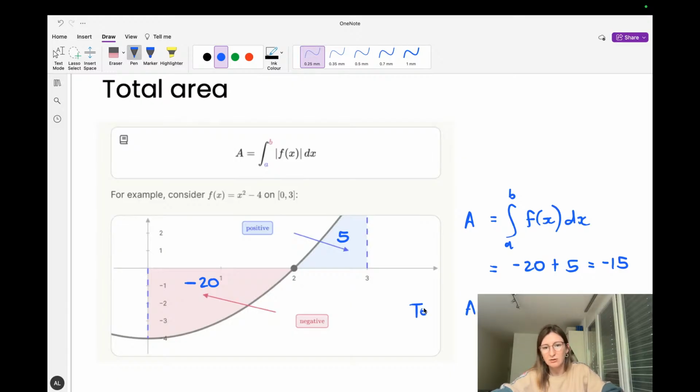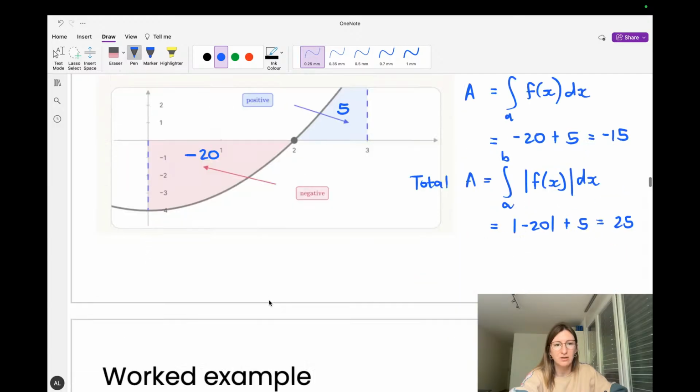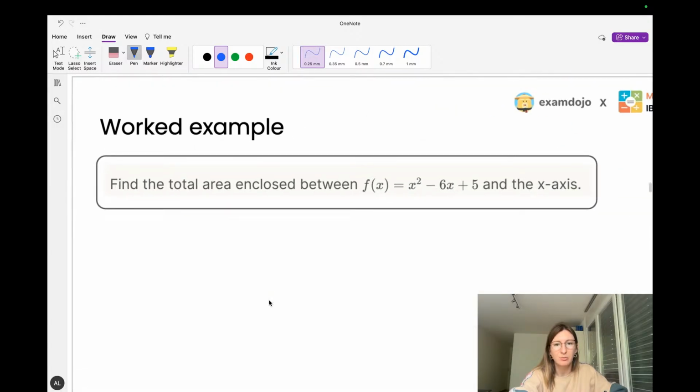So let's say total area is then from a to b, the absolute value of that. Then we'll take the absolute value of minus 20 plus 5, which gives us 25. And that's very different areas. So that's giving me the total area. If I absolute value that, then I'm not losing anything when I subtract. So just watch out for that. So we can do an example here.